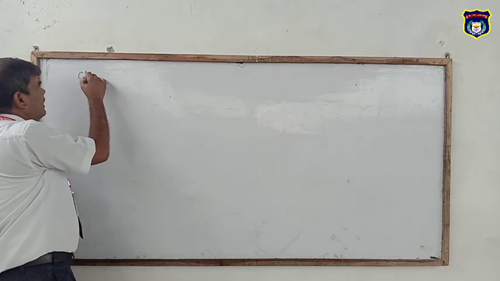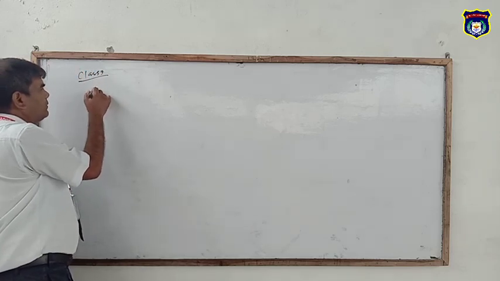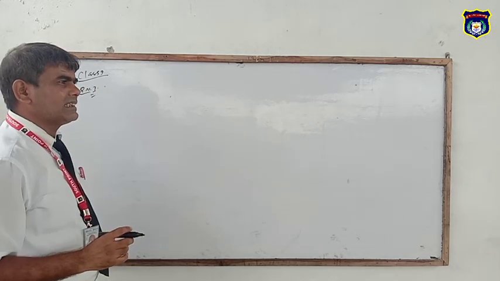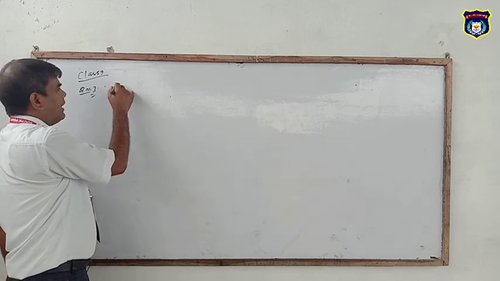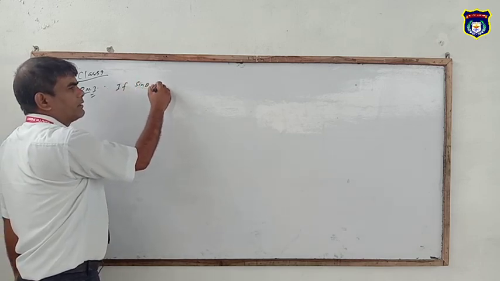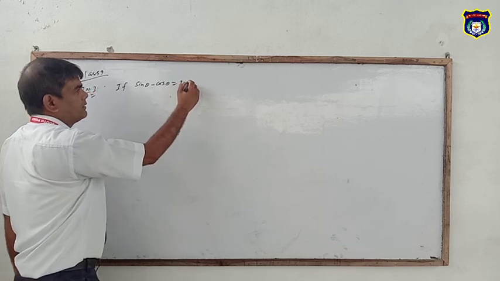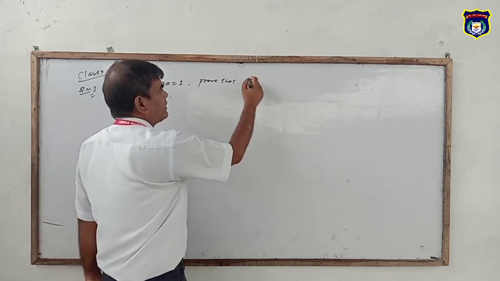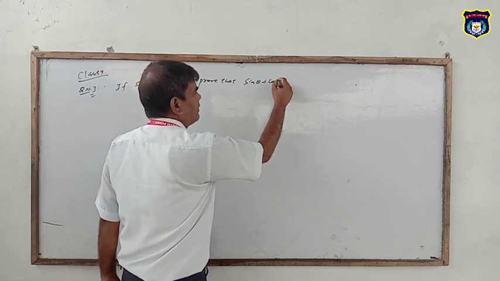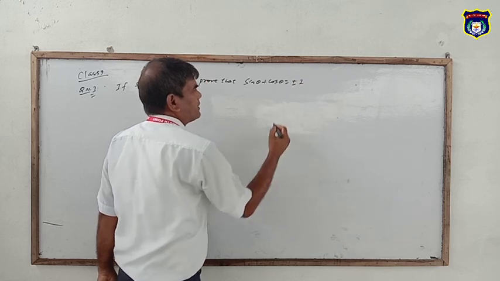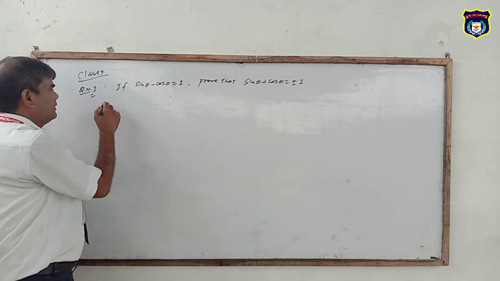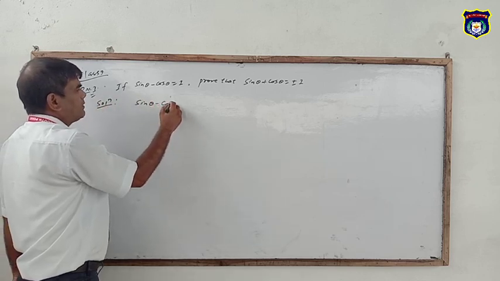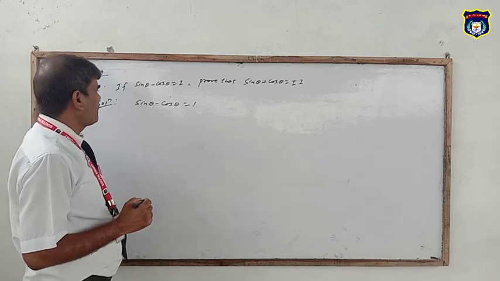Question class 9. First, question number 1 is: if sin theta minus cos theta is equal to 1, then prove that sin theta plus cos theta is equal to plus minus 1. Here, sin theta minus cos theta is equal to 1 is given.